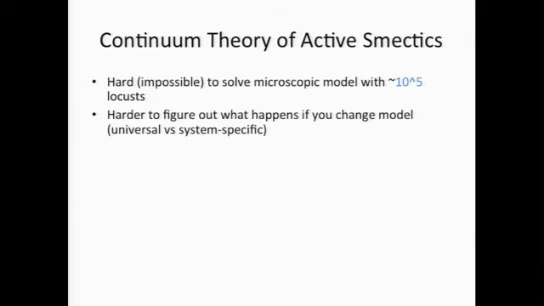I also don't want to take that approach because it's not always clear what in the results you get is universal and what depends on the particular microscopic model you chose. I want to find the features that don't depend on the details of the microscopic model, the features that only depend on the symmetries.